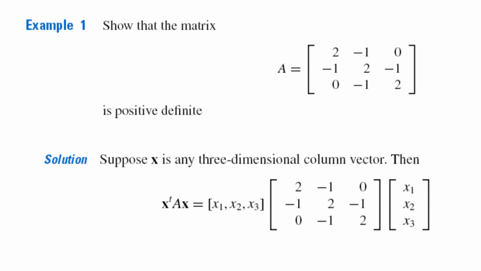We observe that this A matrix is a symmetric matrix because its transpose is equal to the given matrix A. We consider this expression x transpose Ax. X is a vector of dimension 3. Its dimension depends on the dimension of the matrix A, and this is the transpose of the vector x.